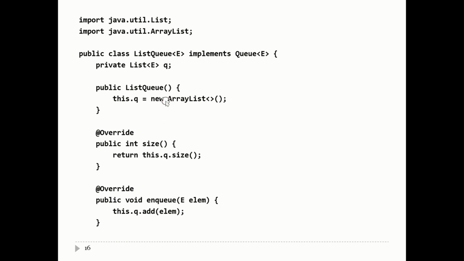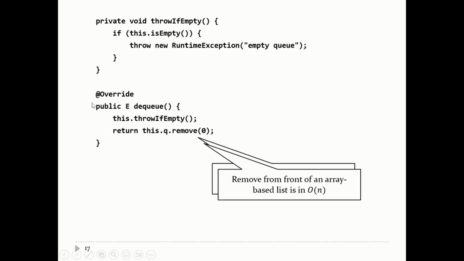If you happen to choose ArrayList, this is going to be a bad choice, but I'll explain why in just a second. So our constructor simply makes a new empty ArrayList and sets queue to refer to the list. The size of the queue is easy. You just ask the list for the size of the list. Enqueue is dead easy. You just add the element to the end of the list. And dequeue is also easy.